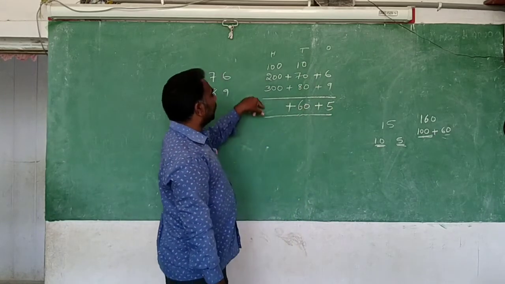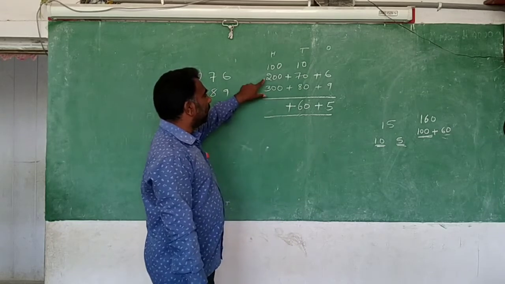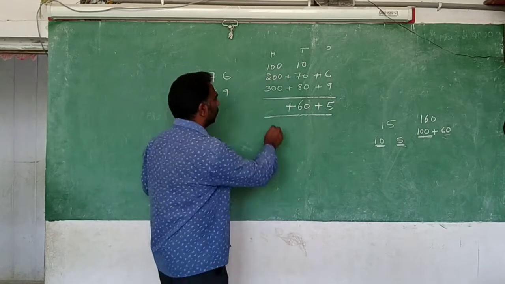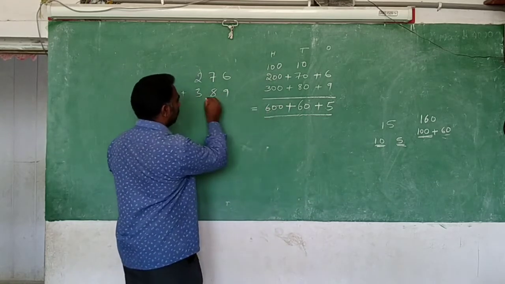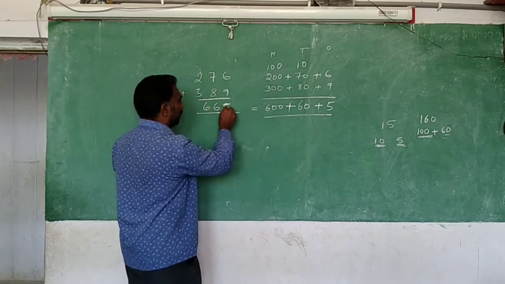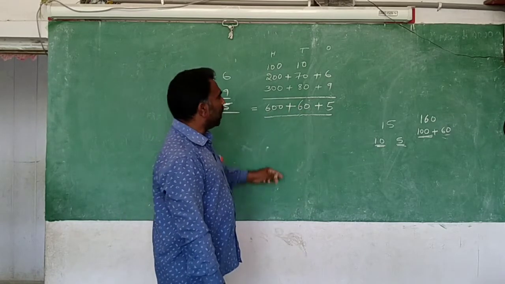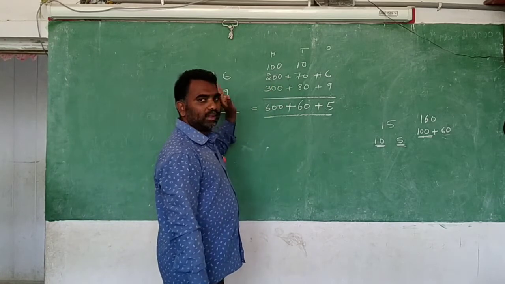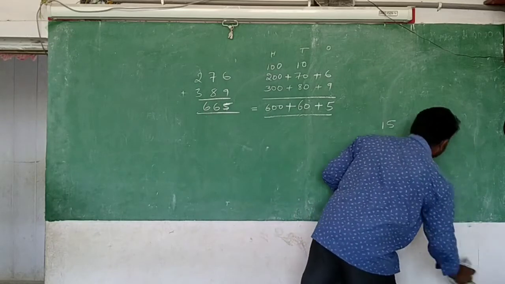Then last we will add the hundreds. 100, 200 and 300. All together it is 3 plus 2, 5, and 600. So you will write this is 600. So the answer is 665. This is the way of addition. By splitting the numbers into expanded form, we have done the addition.